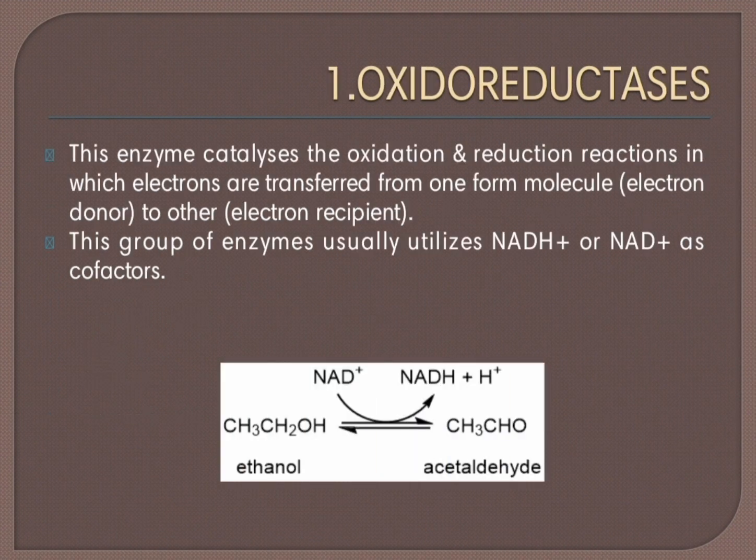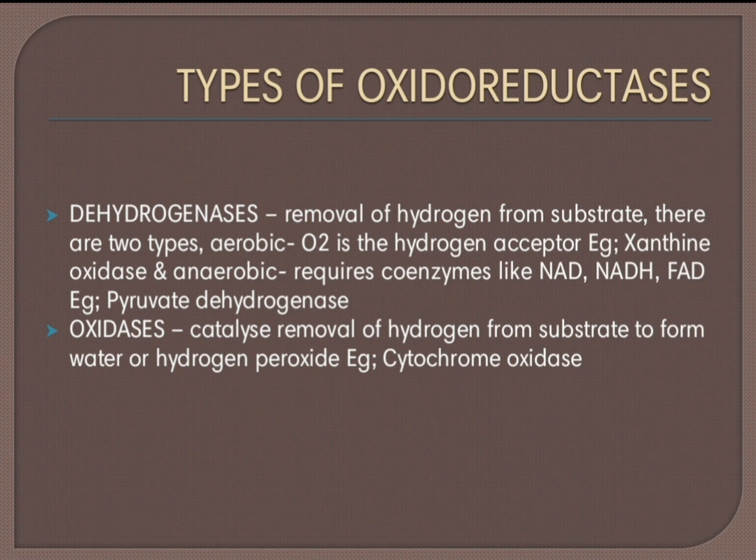The oxidoreductase enzyme catalyzes oxidation and reduction reactions in which electrons are transferred from one molecule to another. This group of enzymes usually utilizes NADH plus or NAD plus as cofactors. In this reaction, hydrogen is transferred from ethanol to coenzyme NAD to form NADH, and the formation of acetaldehyde happens here. There are 4 types of oxidoreductase enzyme.